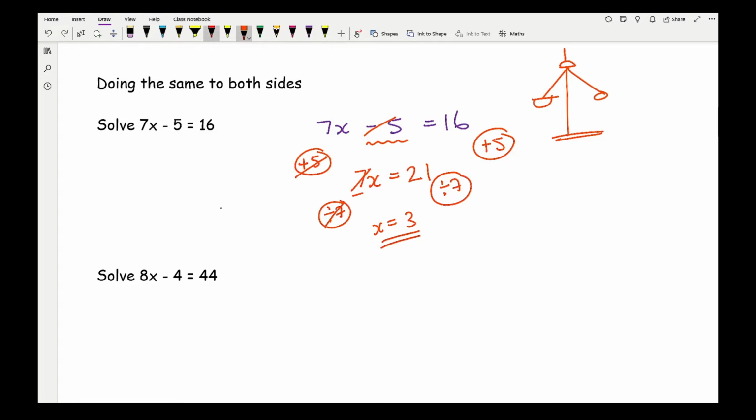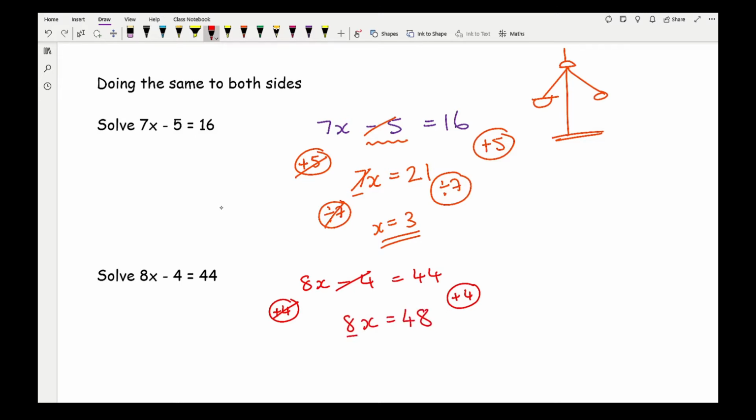So doing the same with this question here. I've got 8x minus 4 equals 44. So I want to get rid of the minus 4, and I do that by adding 4. So I add 4 to both sides. And that cancels with that, because obviously minus 4 plus 4 is 0. So I'm left with 8x. And 44 plus 4 is 48.